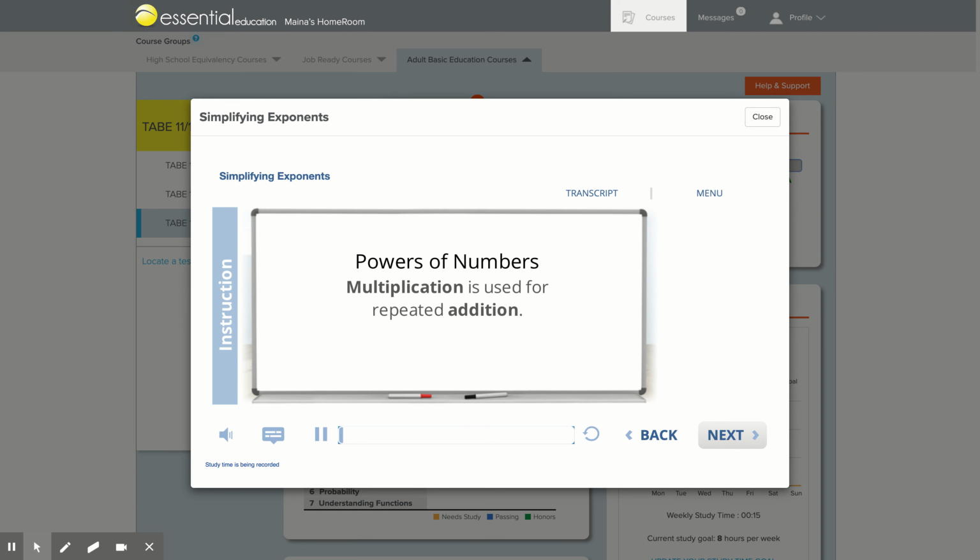Multiplication is used for repeated addition. For example, 2 plus 2 plus 2 plus 2 is the same as 4 times 2. But what about repeated multiplication? This is where exponents come in. Exponents are used to show how many times a number is used in repeated multiplication.